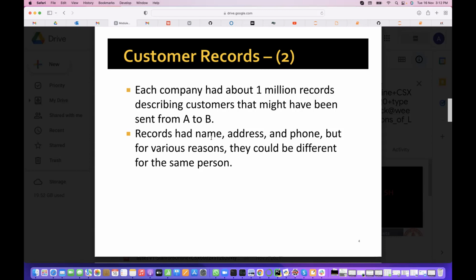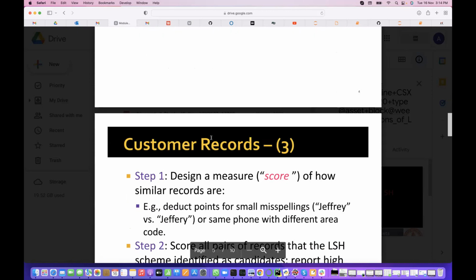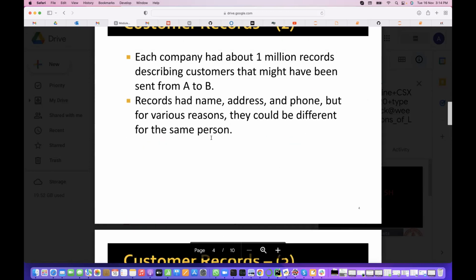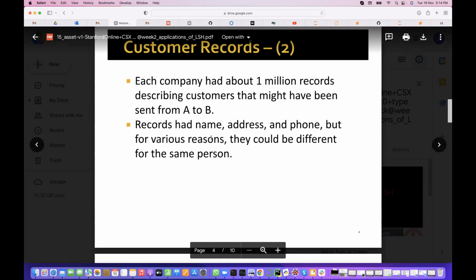But the agreement is that if the same customer is referred again, then A will not pay. So A has to establish that you already referred that person. Then only A will cut down the number that B is claiming. Then how do you do this? Any ideas?